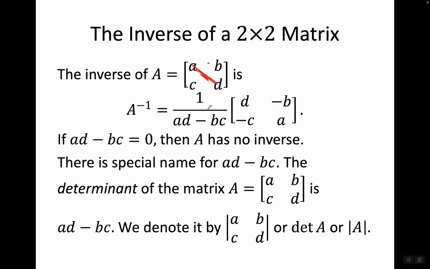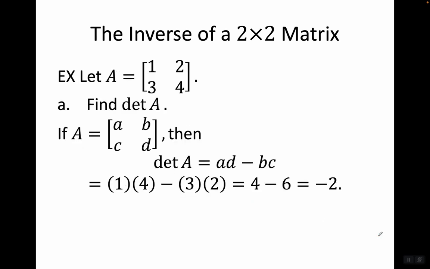There is a special name for ad minus bc, this denominator that's out front. The determinant of the matrix [a, b; c, d] is ad minus bc. So what I've circled here is what we call the determinant. We denote it by this. Notice it looks just like a matrix, except you don't have those little brackets on the end. It's simply a vertical line. We denote it by determinant of A, or you can just put these vertical bars around the A.